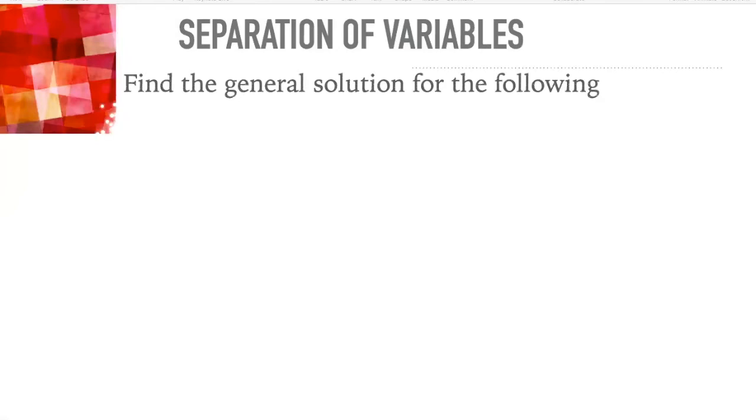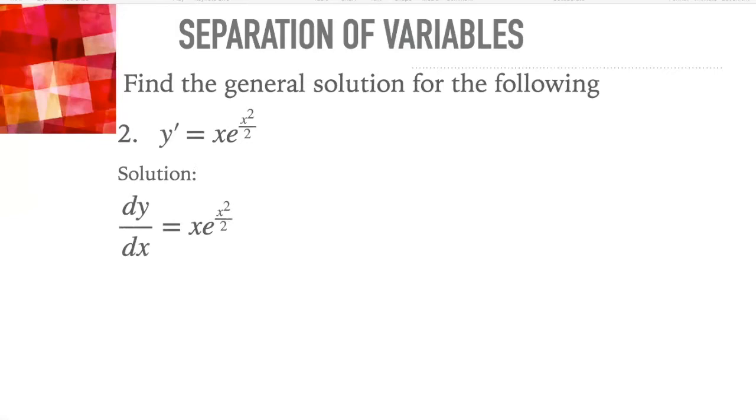Let's look at another example. Here we have y prime equals x e to the x squared over 2. Please note that y prime is the same thing as dy over dx. So replacing the y prime with dy over dx, now we can apply separation of variables where we carry the dx beside the x e to the x squared. And from doing this, we can go ahead and integrate.